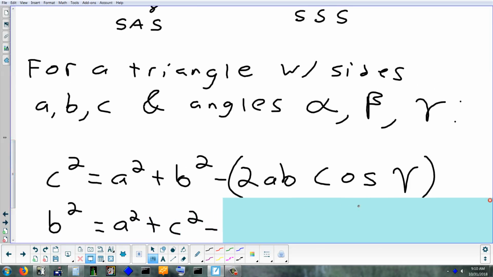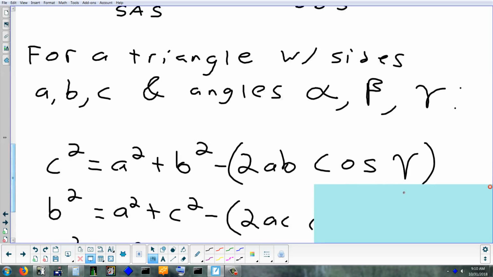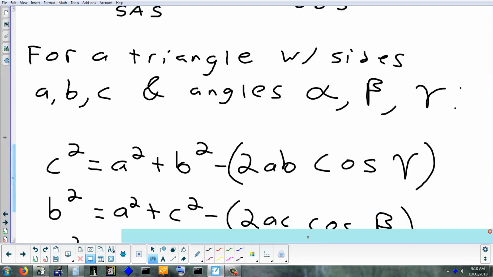So a squared plus c squared minus, what would come next? Yep. 2ac cosine theta. Yep. 2 times the product of the two sides that just came before it times the cosine of the angle across from the letter you started with, which is beta.